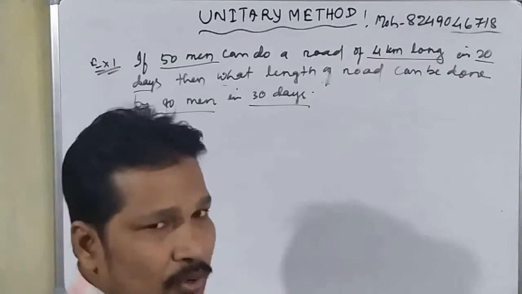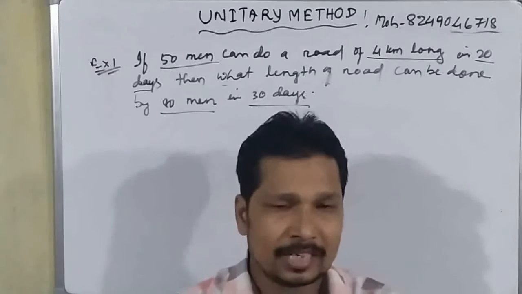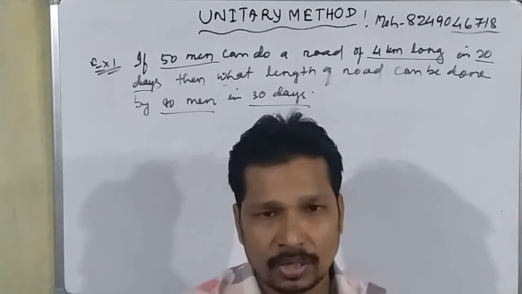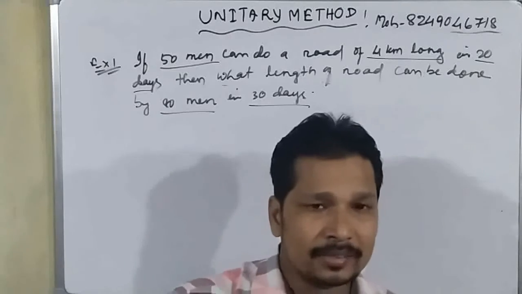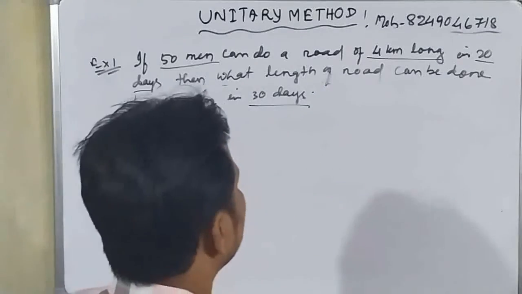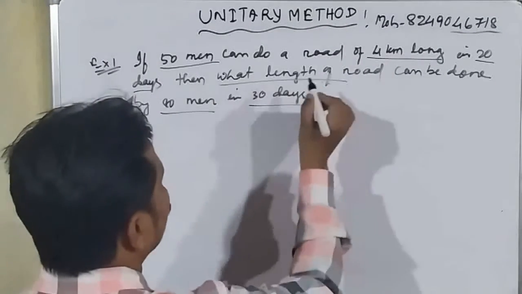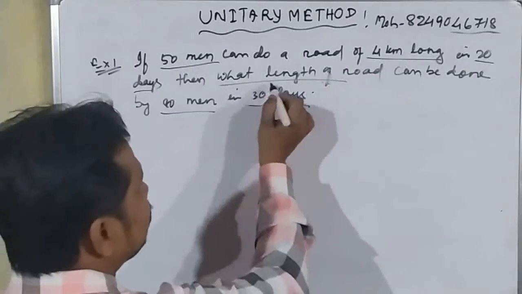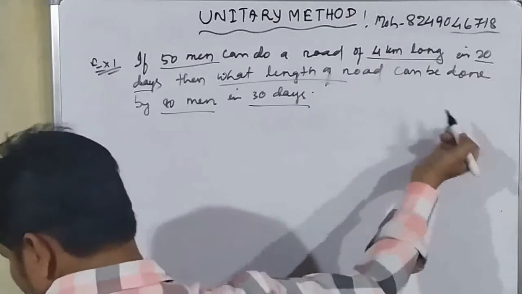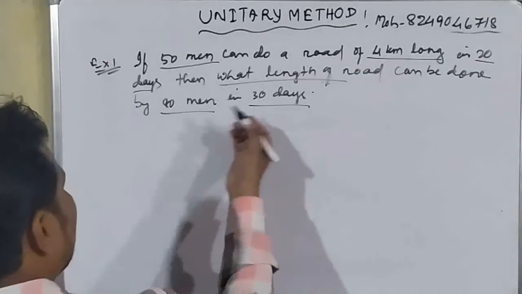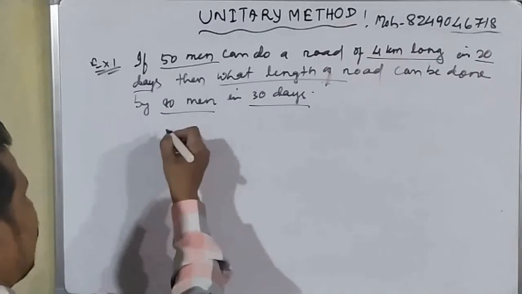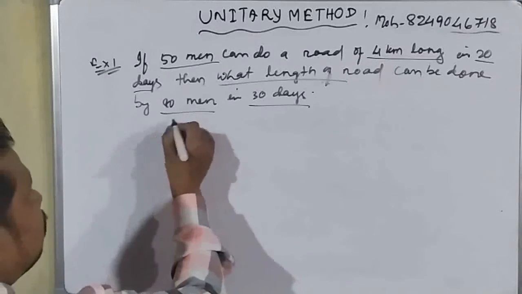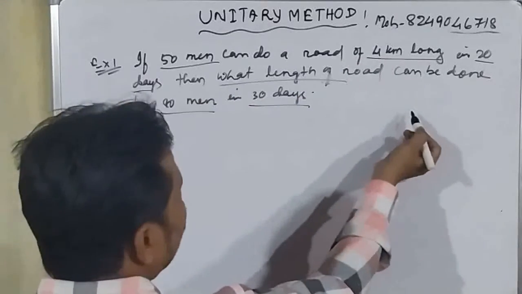That means first of all, we have to write the statement in such a way that whatever we want to find out the value of, we have to write at the last of the statement. Here the question asks us to find the length of the road, so we have to write the statement in such a way that the length of the road will be at the last. Look here how I am writing. So here the length of the road will be at the last.